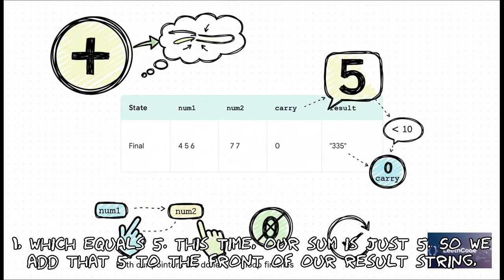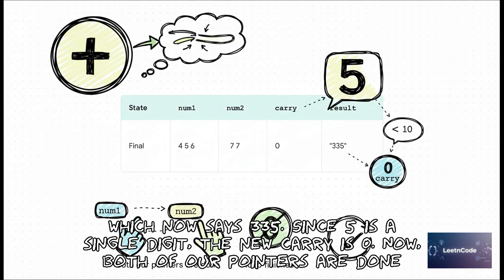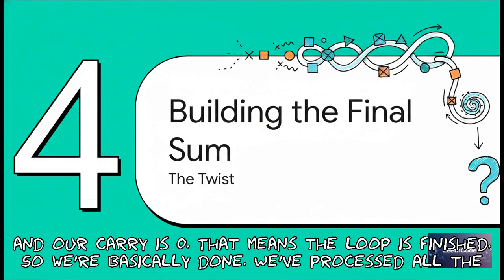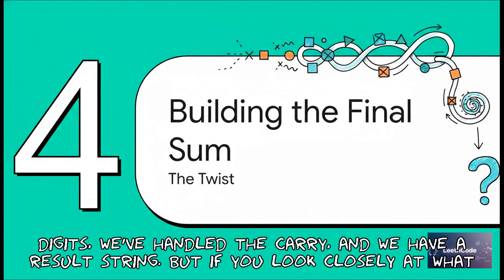So we add that 5 to the front of our result string, which now says 335. Since 5 is a single digit, the new carry is 0. Now, both of our pointers are done, and our carry is 0. That means the loop is finished. So we're basically done. We've processed all the digits, we've handled the carry, and we have a result string.